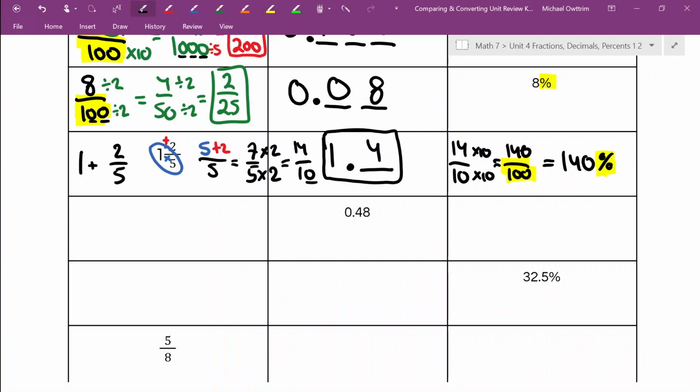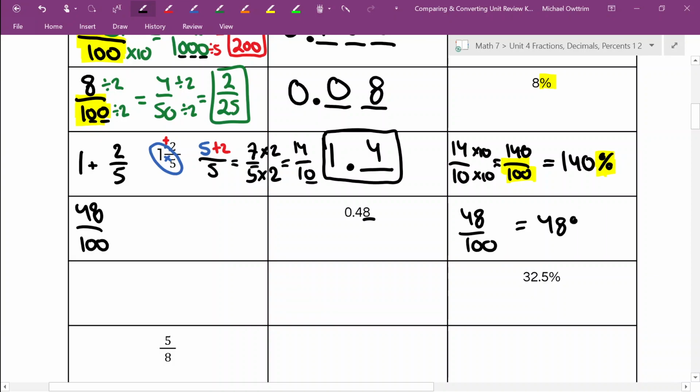Taking a look at 0.48. 0.48 reaches the hundredths place. So this is going to be 48 out of 100. For our percent, we do have 48 out of 100, so we can replace that out of 100 with our percent sign. Out of 100 means percent.